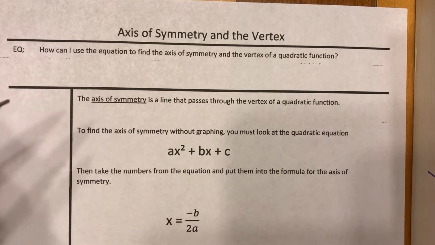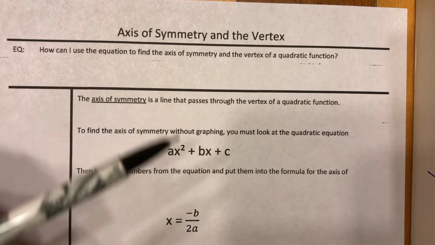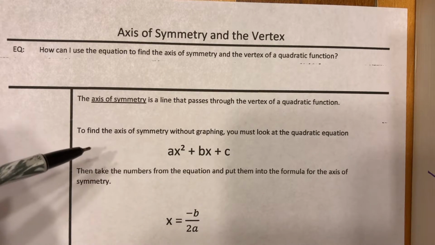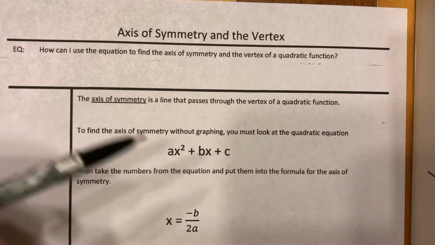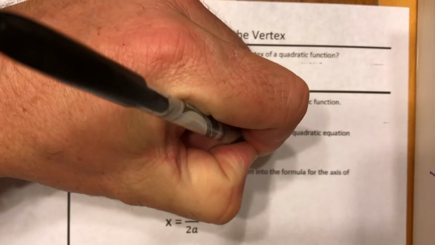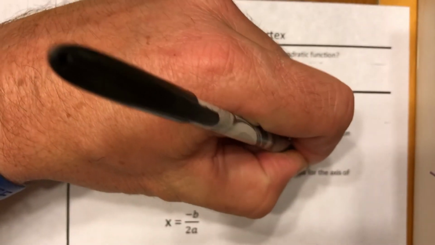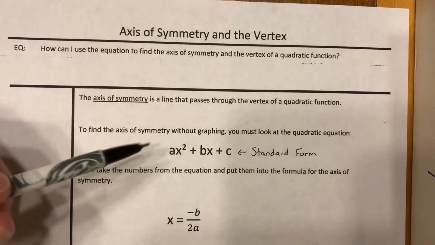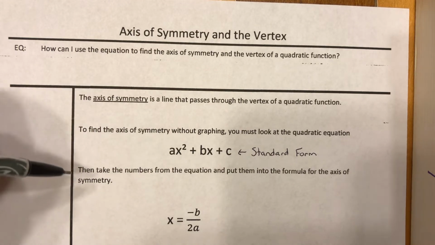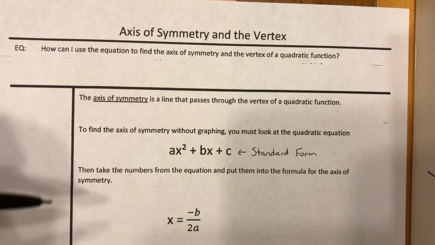The axis of symmetry, again, is a line that passes through the vertex of a quadratic function. It splits our quadratic in half from left to right. To find that axis of symmetry without graphing, you must look at our quadratic equation. Again, this is our quadratic equation in what we call standard form, which is ax squared plus bx plus c. We're going to take the numbers from our given equation and put them into the formula for the axis of symmetry.